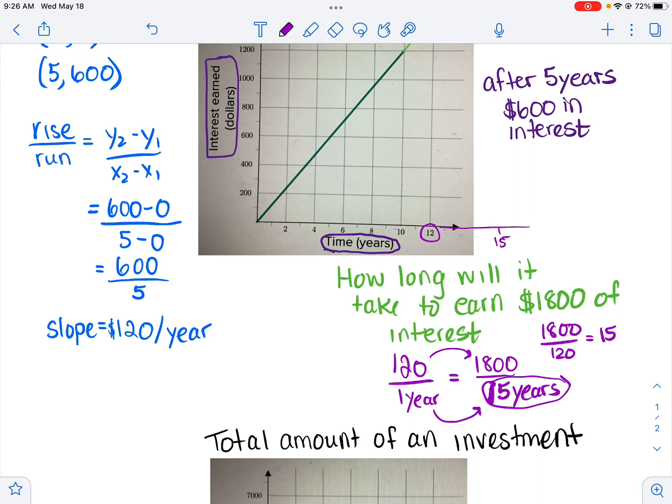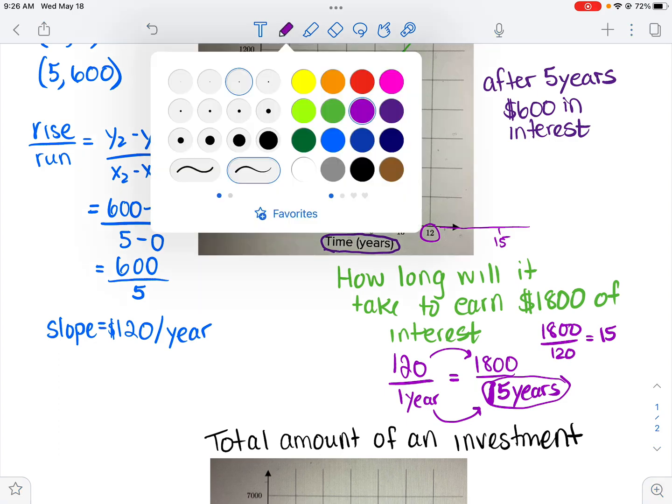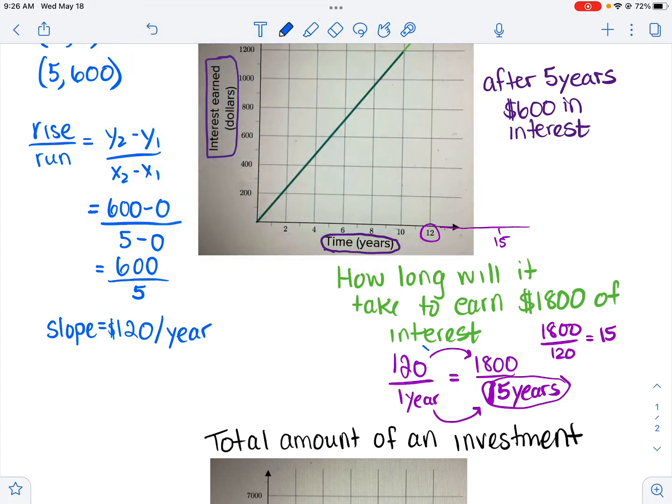So I just set up a proportion in case that's not clear. There's many ways to solve this. So I knew that 120 times 15 would equal 1,800. So therefore 1 year times 15 will equal 15 years.